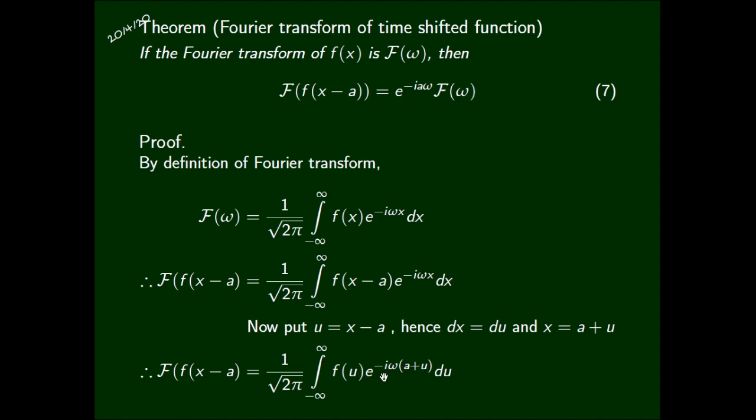Now we can take this e raised to minus i omega a outside. And the remaining term is 1 by root of 2 pi integral minus infinity to infinity f of u into e raised to minus i omega u du. That part is the Fourier transform of f. That is, we got e raised to minus i omega a into f bar of omega.